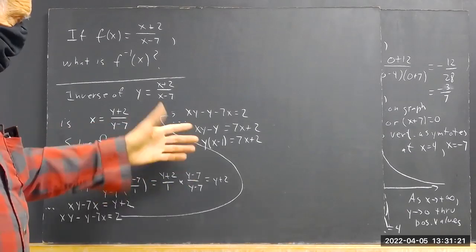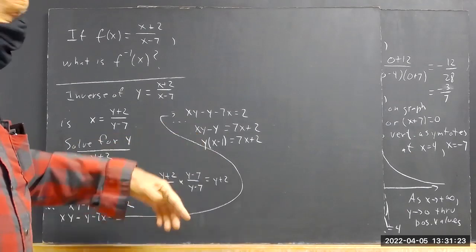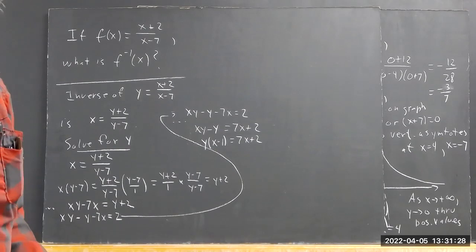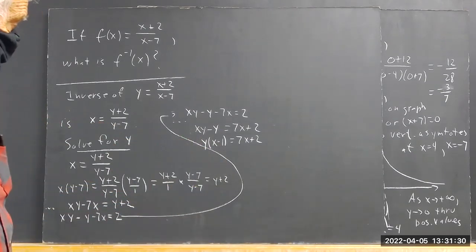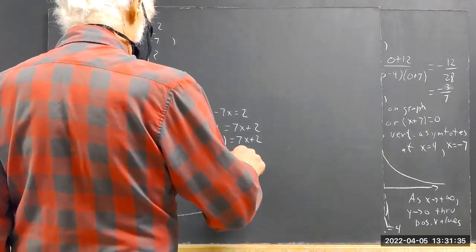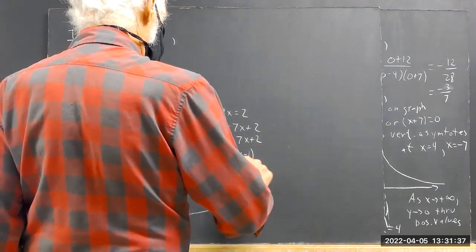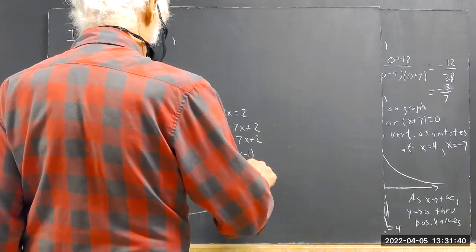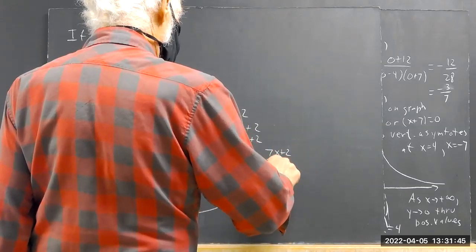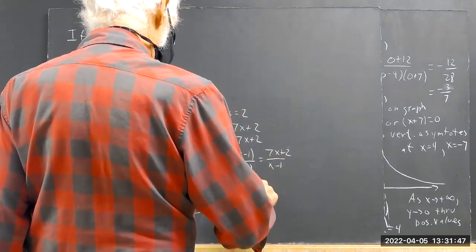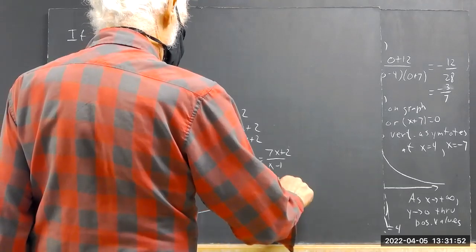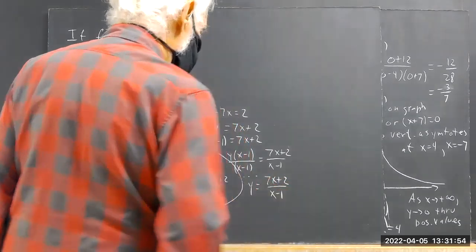You're going to look at that and you're going to say, well, I can't subtract x from both sides. I can't divide both sides by x because that's going to screw things up. Okay? So what you have to do is factor out the y. And then you can just say, y times x minus 1 over x minus 1 equals 7x plus 2 over x minus 1. So y equals 7x plus 2 over x minus 1.